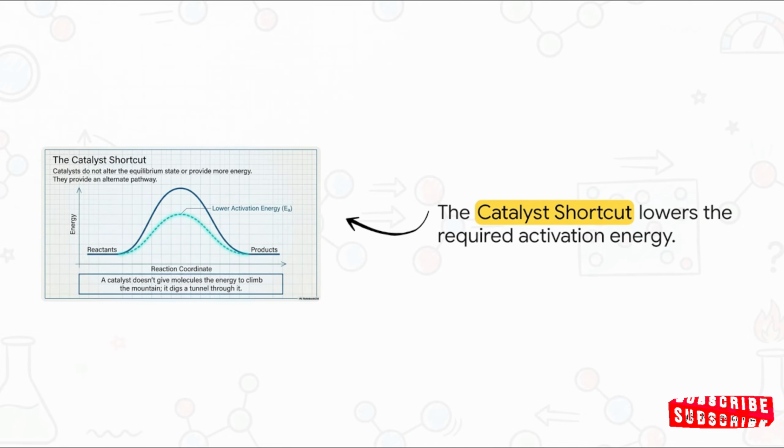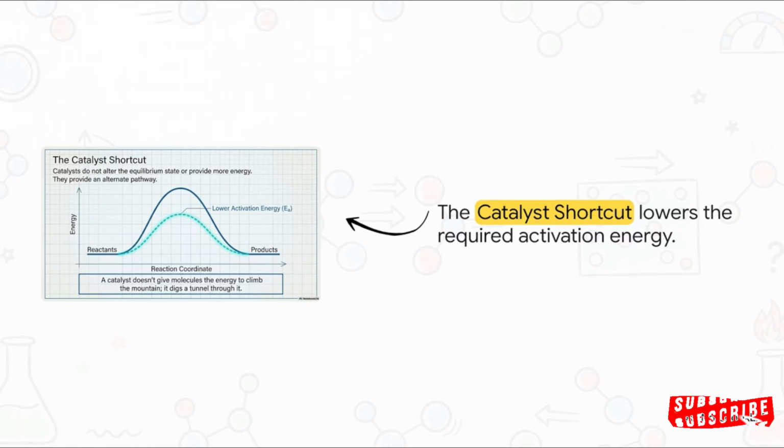But hey, what if we just don't want to hike the mountain at all? Well, that is the absolute genius of a catalyst. Think of a catalyst as your ultimate chemical helper. It doesn't give the molecules more energy to climb. Instead, it provides a completely alternate pathway. It literally digs a tunnel straight through the mountain, which results in a vastly lower activation energy.